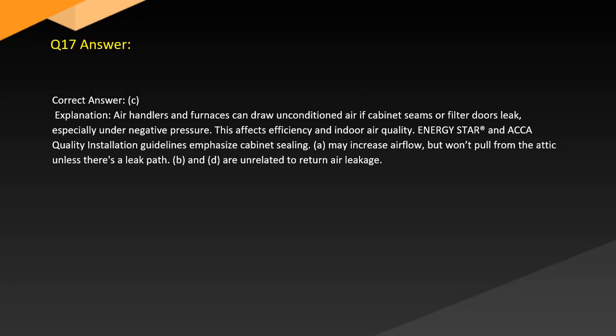Answer. Correct answer: C. Explanation. Air handlers and furnaces can draw unconditioned air if cabinet seams or filter doors leak, especially under negative pressure. This affects efficiency and indoor air quality. Energy Star and quality installation guidelines emphasize cabinet sealing. A may increase airflow, but won't pull from the attic unless there's a leak path. B and D are unrelated to return air leakage.